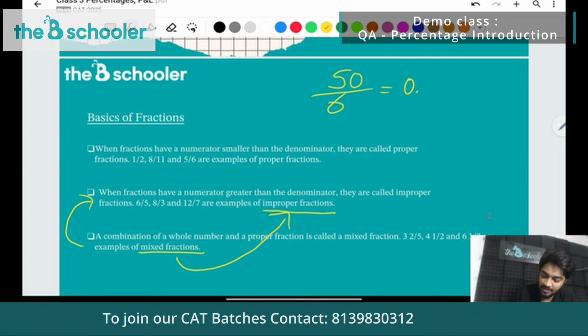Now 50 by 6: 6 8s are 48. So you write 8 here, you have 2 remainder. 2 again will become 20, 20 by 6 will be 3, again it will go as 3 3 3, it will go like this. So 0.833. This is what you get when you convert fractions into real numbers. 5 by 6 is 0.833.